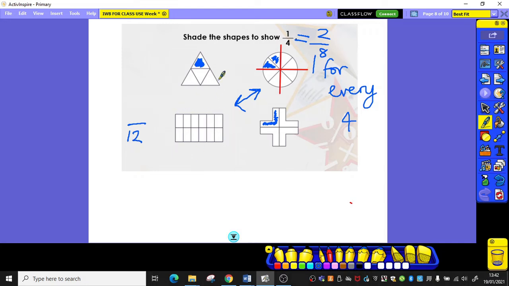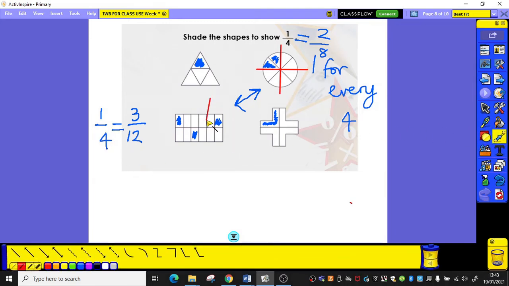Now we're going to show 1 for every 4. So again, I could colour 1 for this 4. For let's say this 4 here, I could colour another one, and then for this 4 here, I could colour another one. So actually 3/12, 3 for every 12 is the same as 1 for every 4.